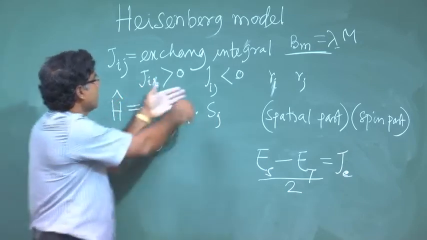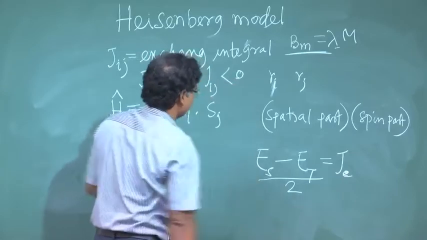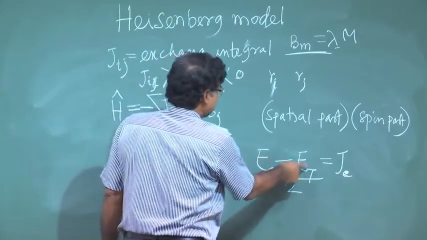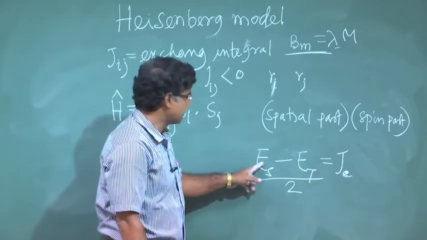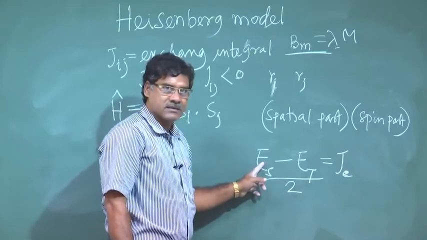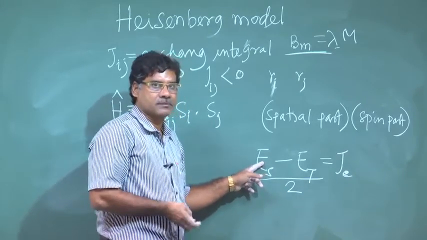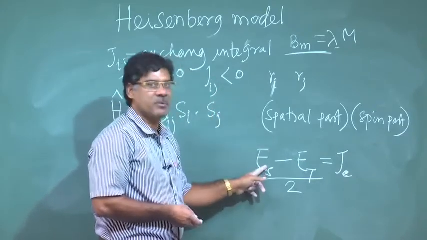And when this one is less than 0, E S is less than E T. So the E S singlet state will be preferable. When J is negative, the singlet state will be preferable.